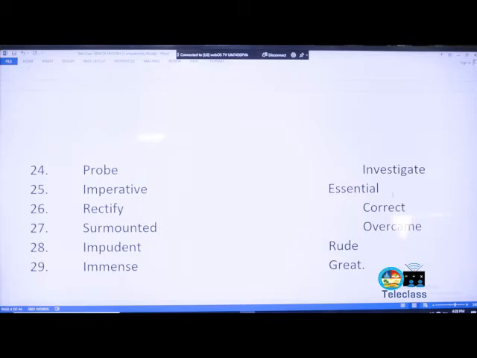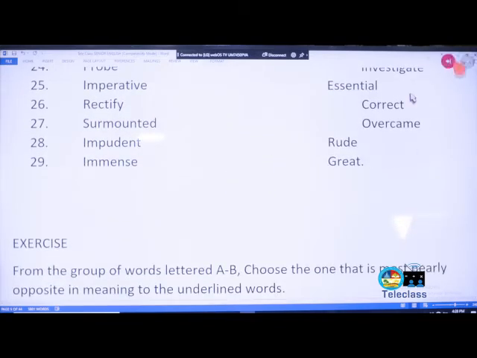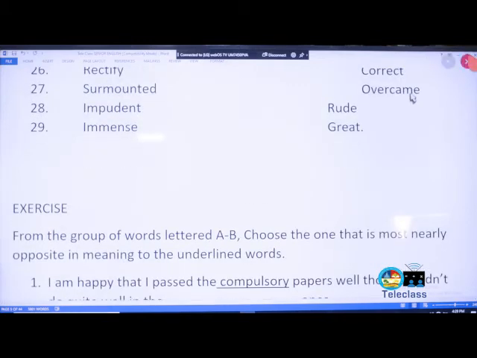Then we have impudent. Impudent means you are rude. When you lack respect, you are rude. Then we have immense. Immense means great. When something is immense, it means it's great or large. Now we want to do some exercises to actually understand the difference between antonyms and synonyms. So the instruction says, from the group of words lettered A to D, choose the one that is most nearly opposite in meaning to the underlined words.